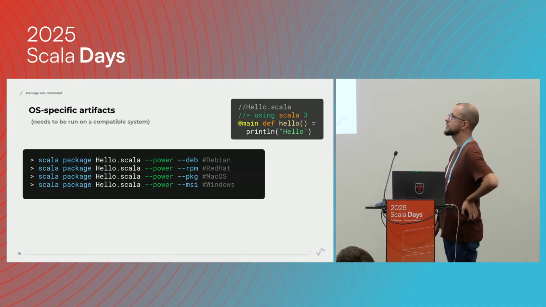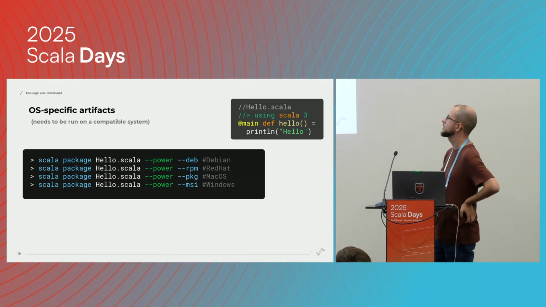And finally, we have OS-specific artifacts. We support Debian, Red Hat, macOS, and Windows. All of these have to be run on the right platform. So if you want a macOS PKG, you have to build it on another macOS.